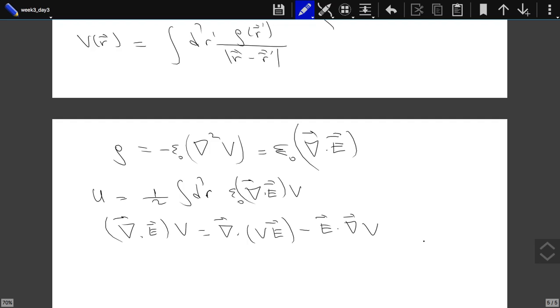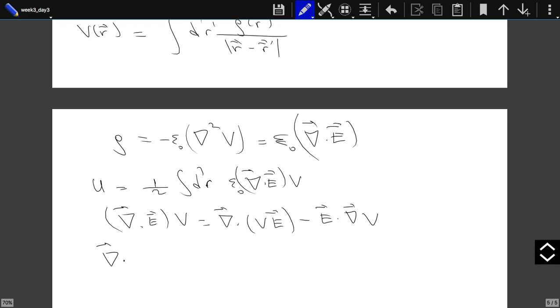You see, let us rewrite it in this form. The divergence of V times E is equal to the gradient of V multiplied by E plus V times the divergence of E. The derivative of a product is the derivative of the first term times the second one plus the first one times the derivative of the second one. Now, if we look at our integral over here, I have this term. So this term is equal to this one minus this one. So that's what I wrote over here.